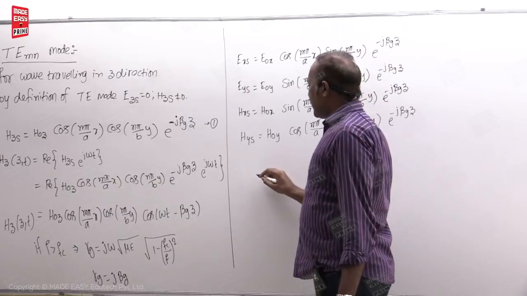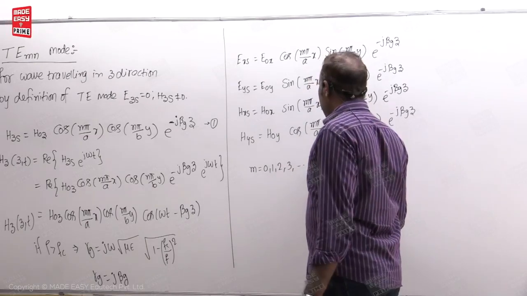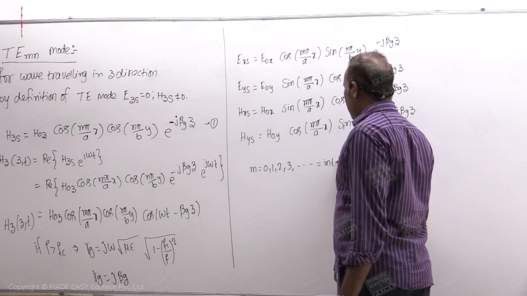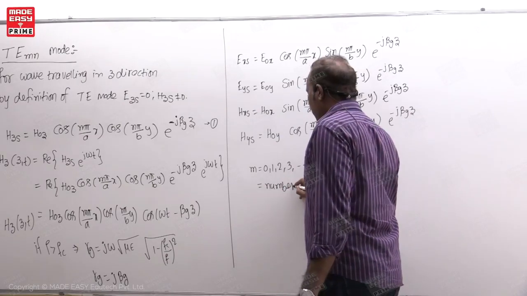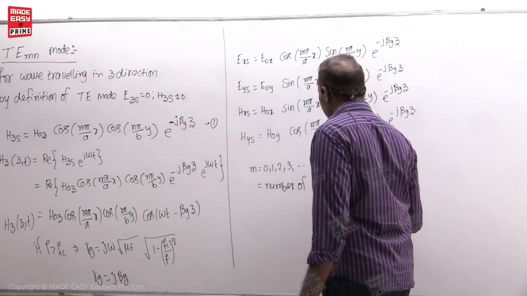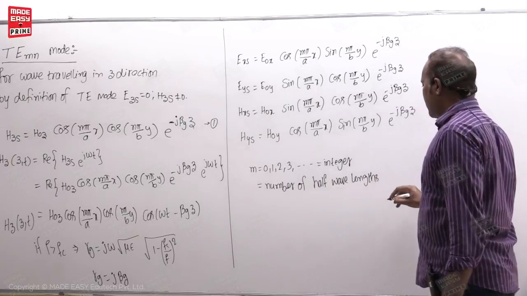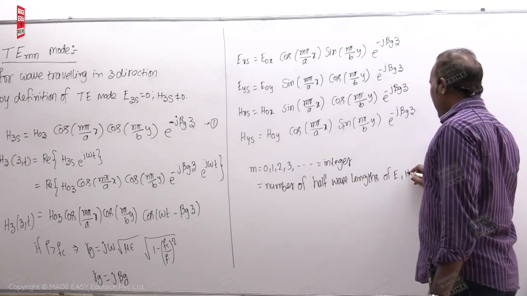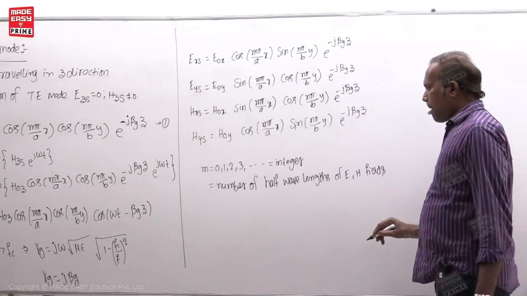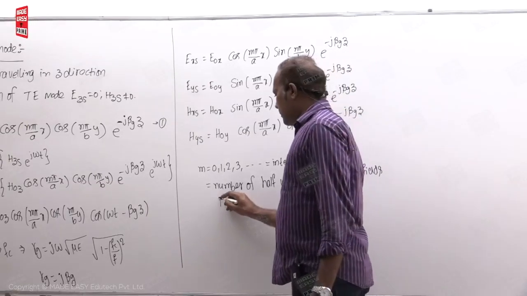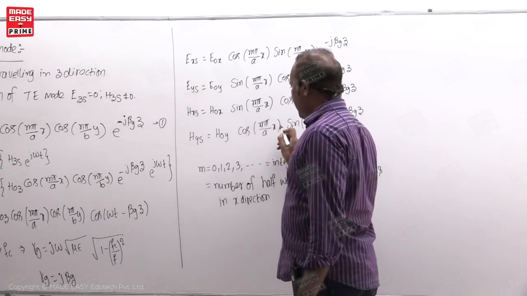Actually here, what is m here? M is 0, 1, 2, 3, and so on. It is basically an integer. This m represents the number of half wavelengths of E, H fields in x direction, because m is beside x.